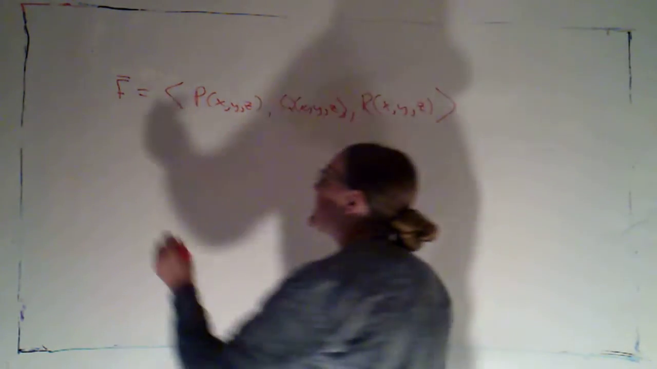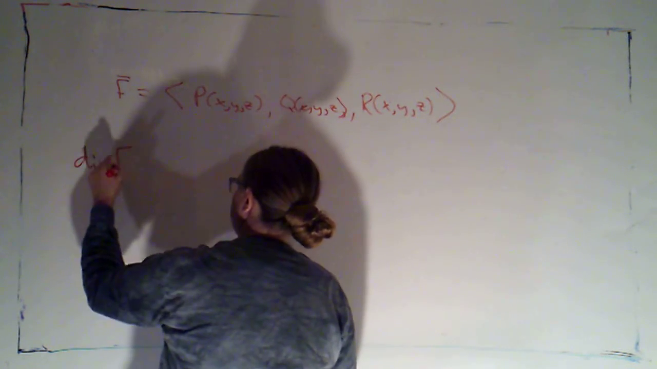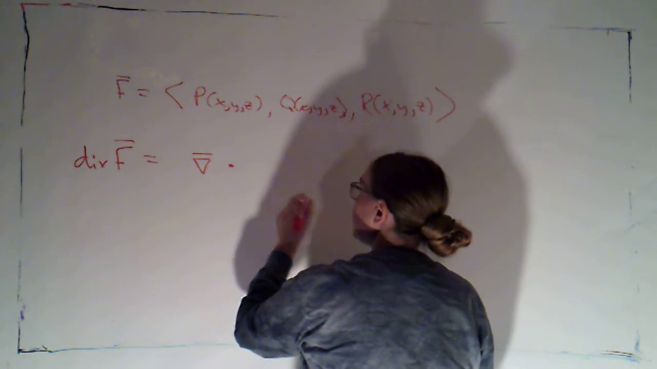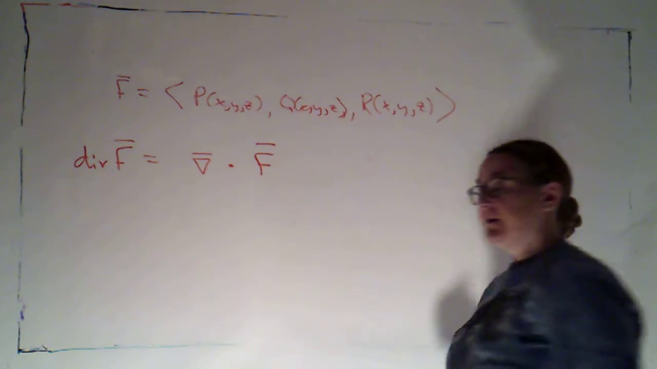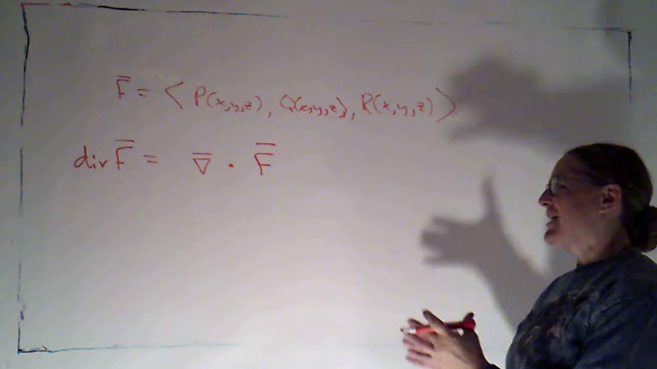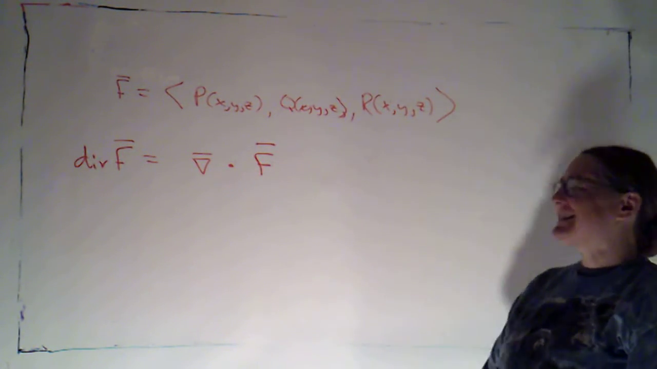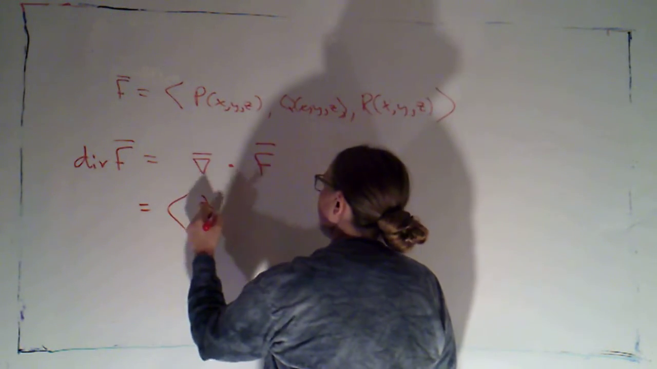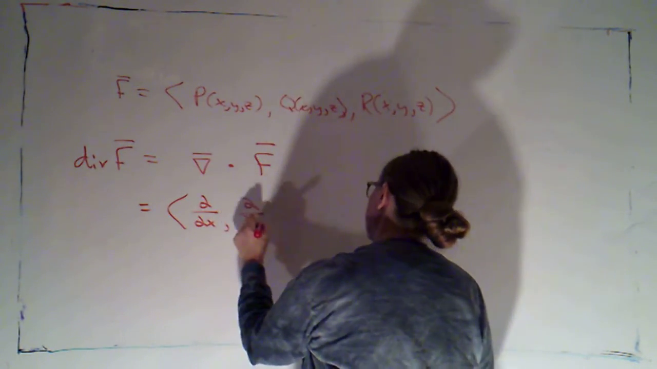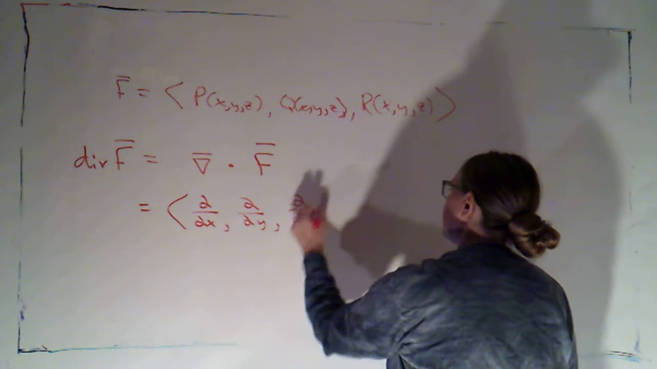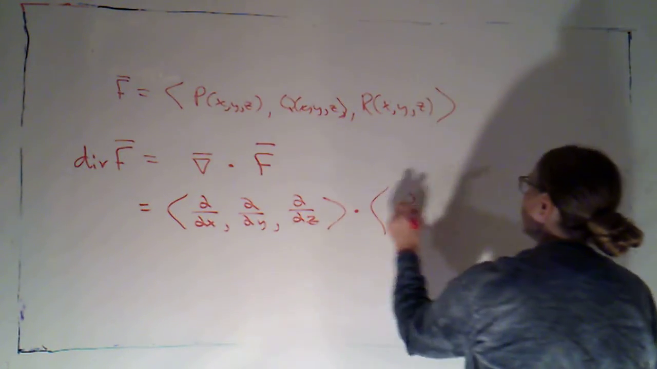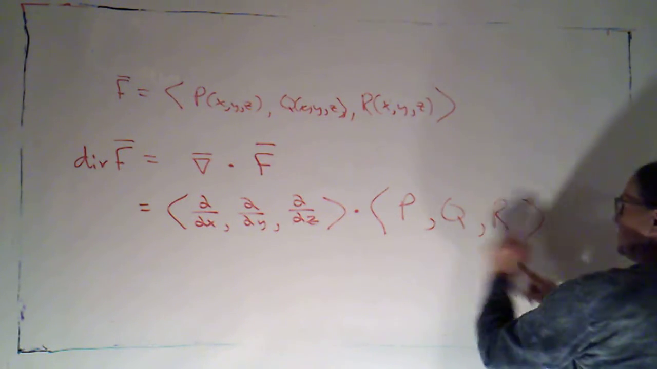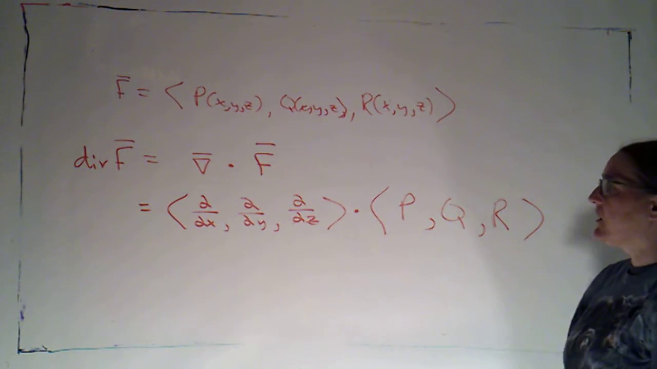The divergence of f is defined to be this del operator dotted with f. So curl was the del operator crossed with f. This is the del operator dotted with f. So that would be partial with respect to x, partial with respect to y, partial with respect to z, dotted with the vector field P, Q, R, whose component functions are P, Q, and R.